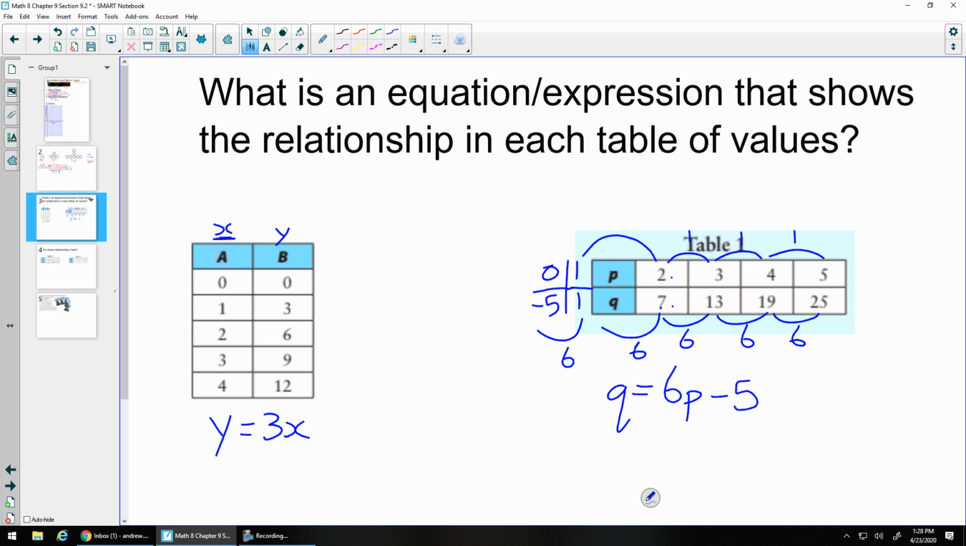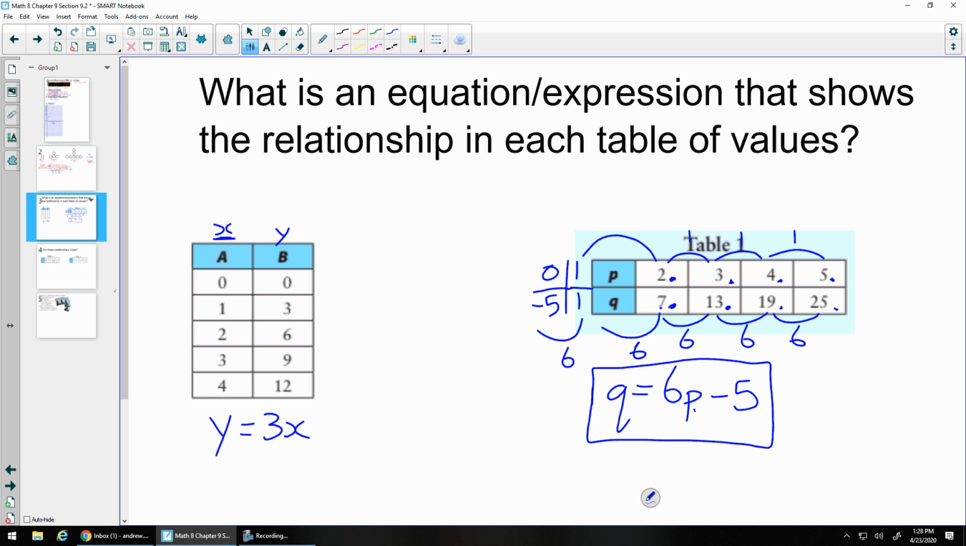So let's check if that works. When p is equal to 2, 6 times 2 is 12, minus 5 is 7. Yay, it works. Okay, when p is equal to 3, 3 times 6 is 18, minus 5 is 13. Perfect, this expression works. 6 times 4 is 24, minus 5 is 19. 6 times 5 is 30, minus 5 is 25. So here's our expression. q is equal to 6 times p minus 5.